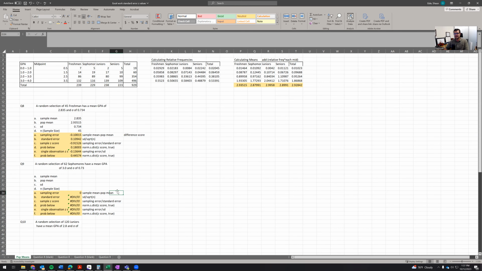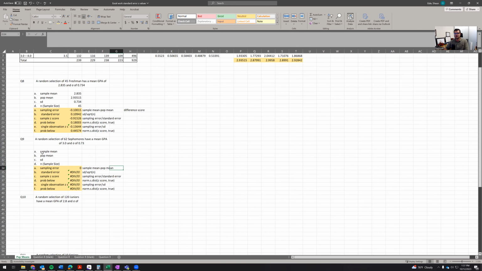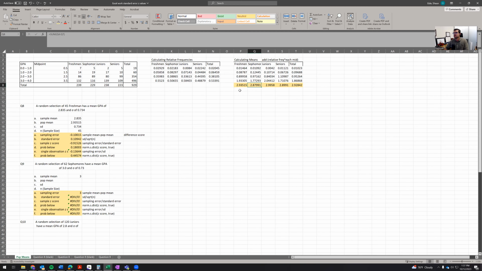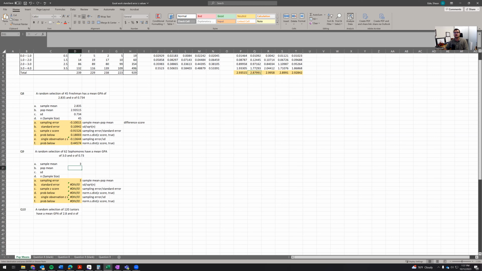And when you delete this, now you can look at it and ask, okay, what's the sample mean? Sample mean is 3. Population mean, what is the population mean? Ooh, that's right up here. Control C, come down here, paste the value, okay? And then we've got the standard deviation. What's the standard deviation? Okay, it's 0.73. And then what's the sample size?